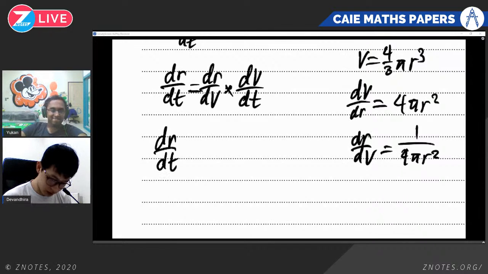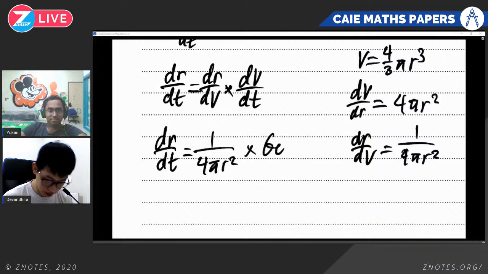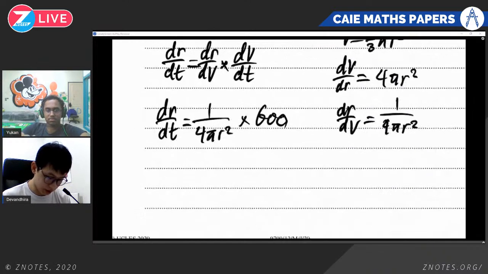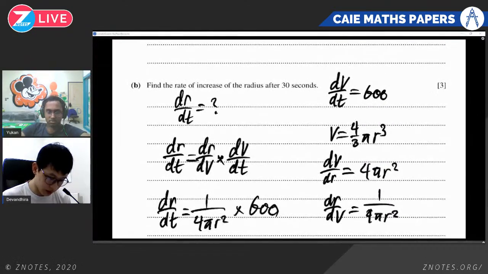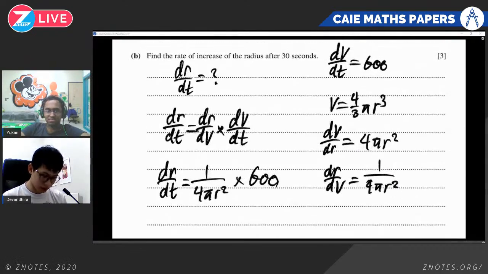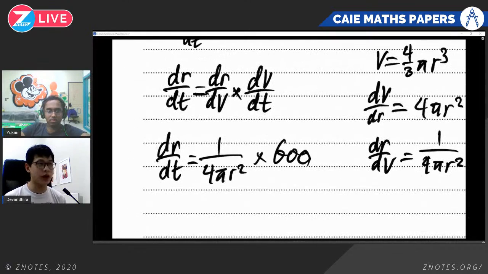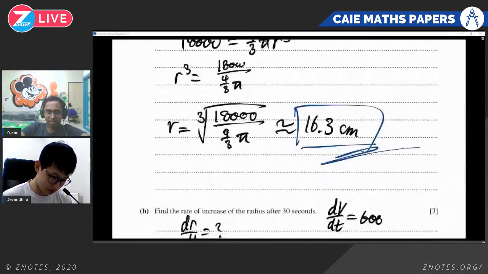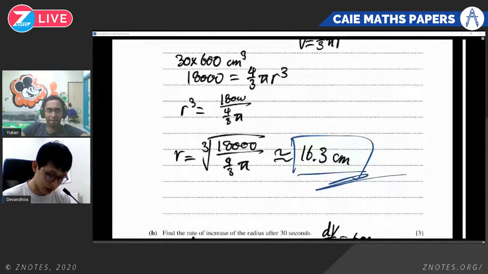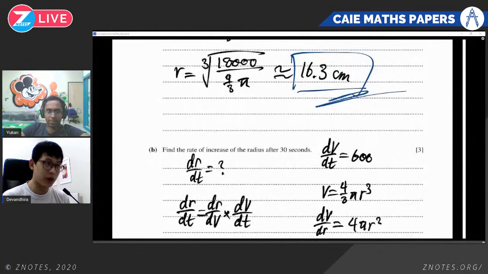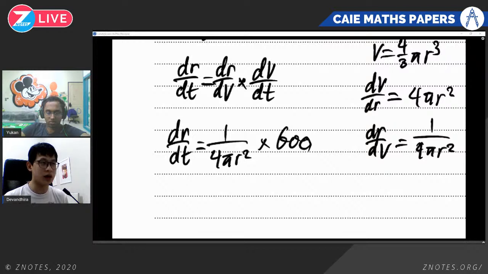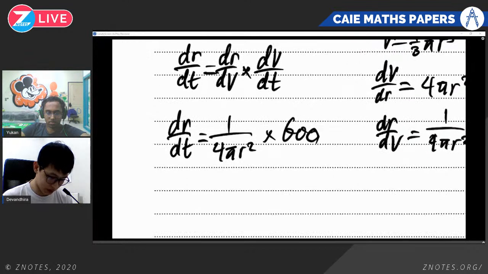dr/dt. Let's put everything in now: 1 over 4 pi r squared multiplied by 600. All right. It says the increase of the radius after 30 seconds. Where can we put the seconds here? There's no time, there's only radius. So we have our radius from part A. We can just use that. Exactly. The point is that 16.3 is the radius after 30 seconds. So you can express this dr/dt in terms of r instead of t. That's the trick here.